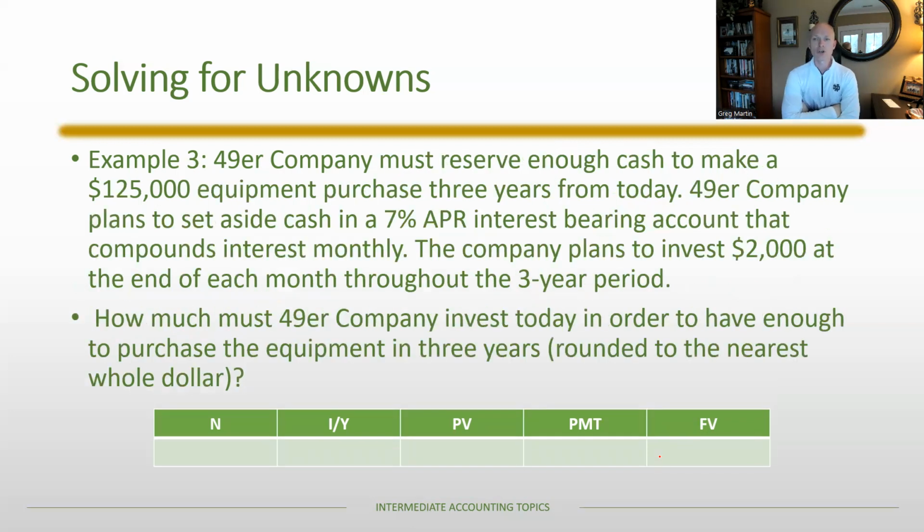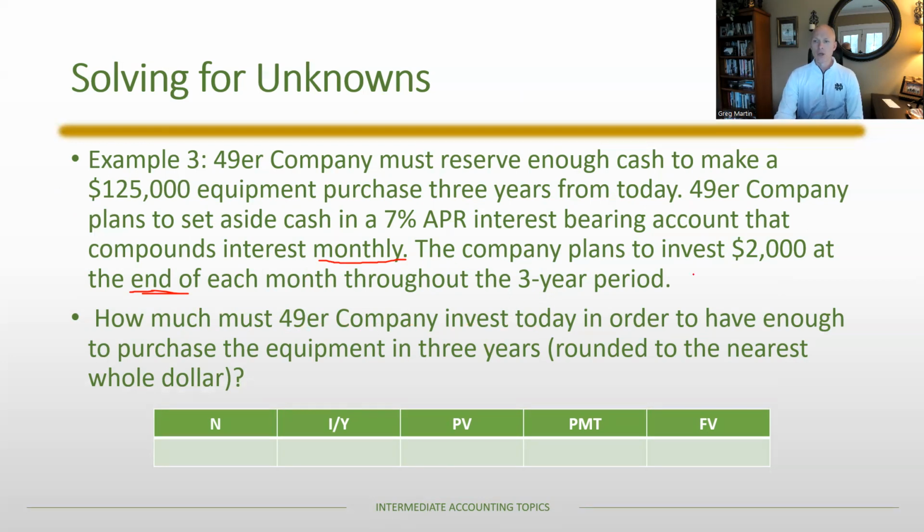Fortnite company must reserve enough cash to make a $125,000 equipment purchase 3 years from today. Fortnite company plans to set aside cash in a 7% APR interest-bearing account that compounds interest. Now, the key here, compounds interest monthly. The company plans to invest $2,000 at the end of each month throughout the 3-year period. How much must Fortnite company invest today in order to have enough to purchase the equipment in 3 years?